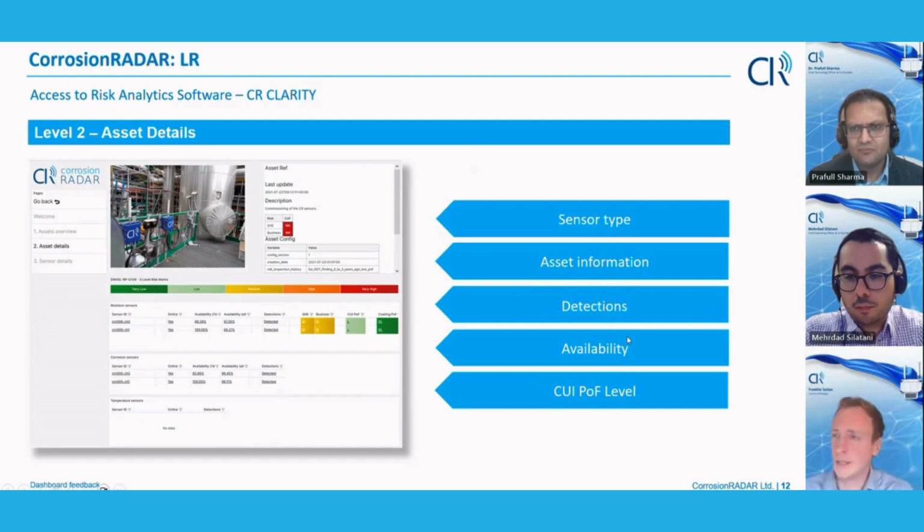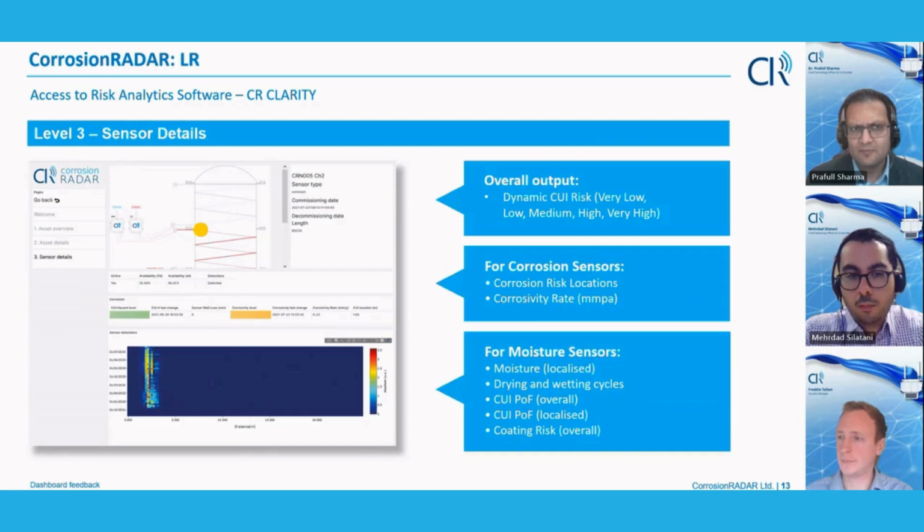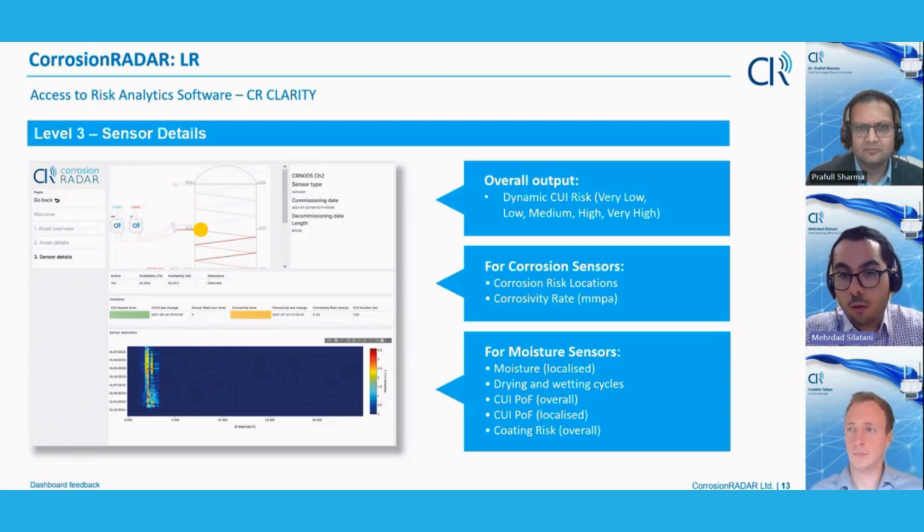Correct. And finally, level 3 sensor details, Mehrdad. So with sensor details you have gone one level lower: from the equipment, you now go to individual sensors. In this particular scenario, we're picking one of the corrosion sensors, and what you will see is information on a dynamic CUI risk. Is it very low, low, medium, high, very high? There's a lot of thinking and brain power behind those ratings, and Praful, if needed, can expand on how many parameters have been considered in the calculation of that dynamic CUI risk.